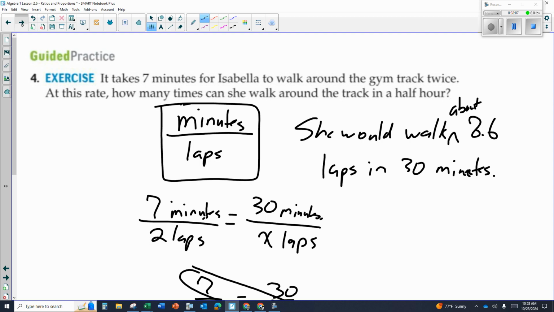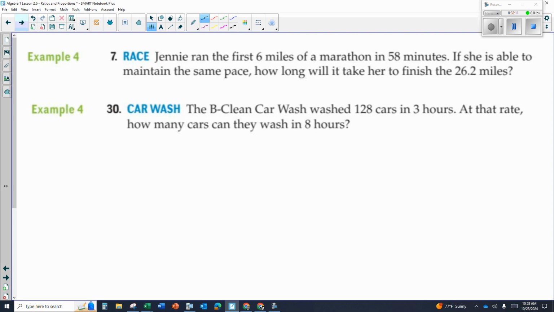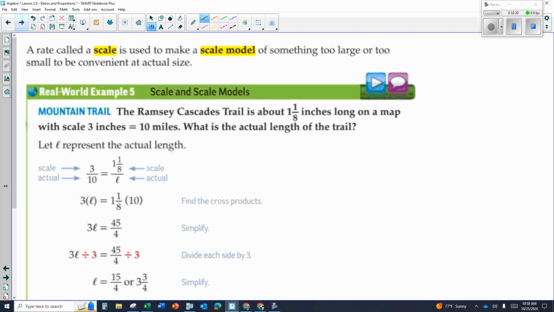All right, so now let's look at 7 and 30 at the end of the lesson. They're very similar to example 4 that we just did. Find your key ratio and set up a proportion. So that leads us to the last example, scale and scale model.